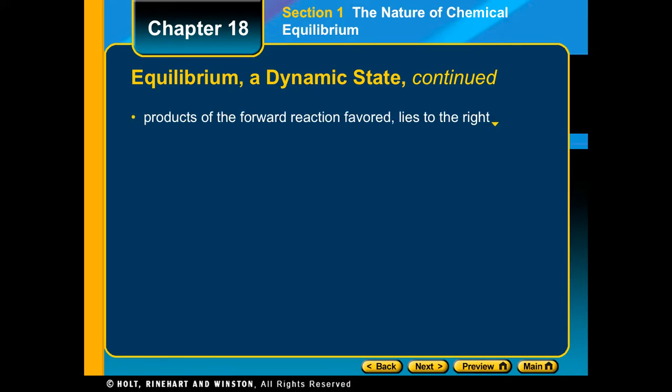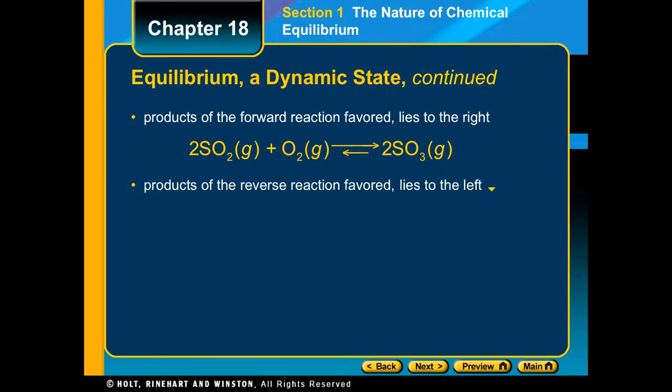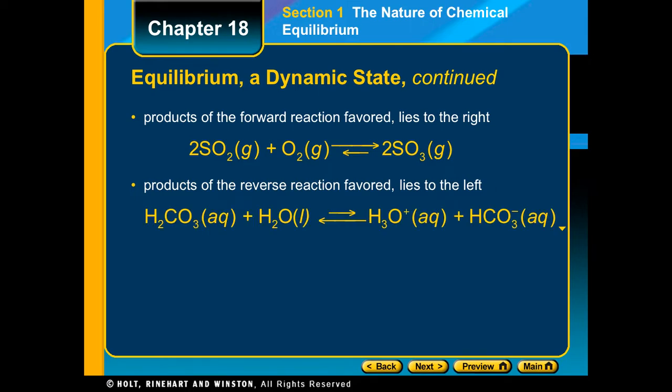The equilibrium is a dynamic state. When the forward reaction is favored, the equilibrium lies to the right, as in the following equation: SO2 reacts with O2 to give SO3 gas. When the reverse reaction is favored, the equilibrium lies to the left, as shown. The H3O+ reacts with the aqueous HCO3- giving H2CO3 plus H2O. Here we can recognize that the larger arrow indicates the favored direction of the chemical reaction.